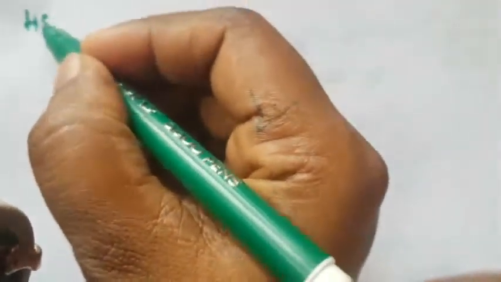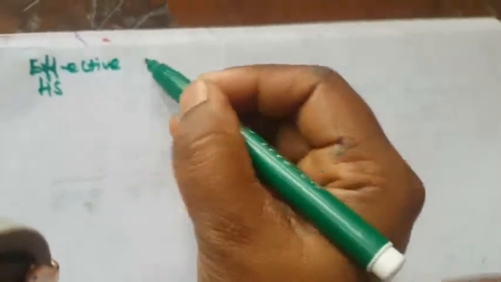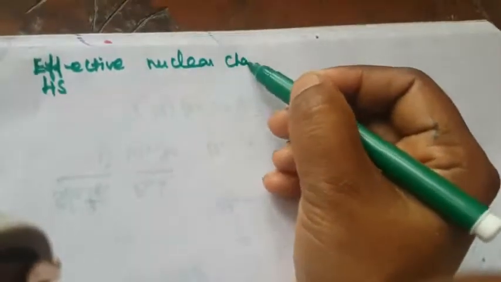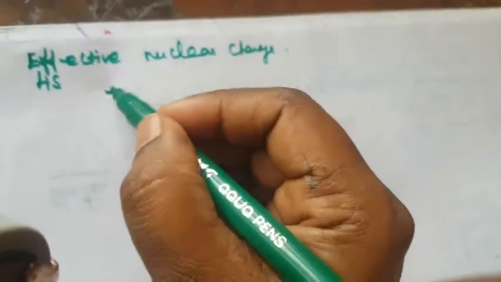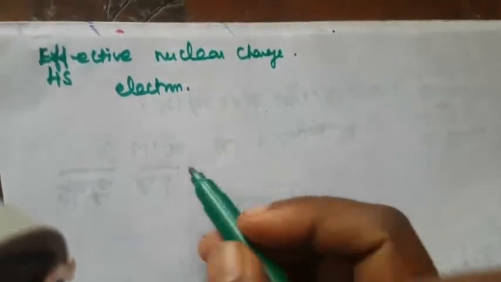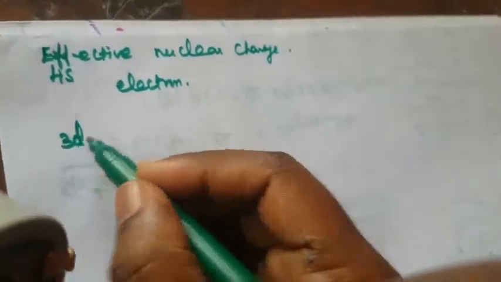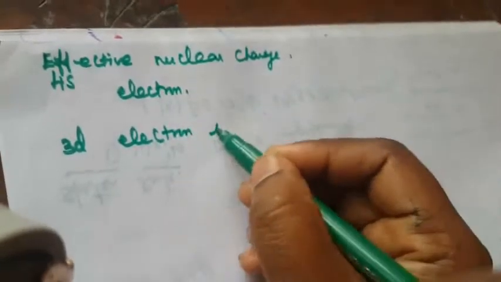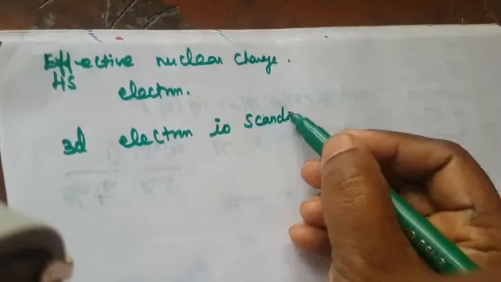Okay, so first, I am giving you one example of how to calculate that screening constant. Calculation of the effective nuclear charge of the 4s electron, and of the 3d electron in scandium. So how to write this? That is the 4s electron. We are going to calculate the effective nuclear charge of the 4s electron.